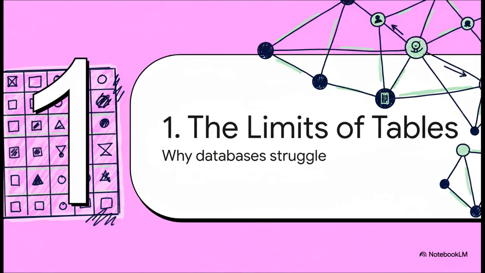Okay, so let's start with the problem. For decades, pretty much all of our data has been forced into these neat little boxes, right? Rows and columns in a table. But here's the thing. What happens when the most important insights aren't in the boxes themselves, but in the invisible strings connecting them all together?